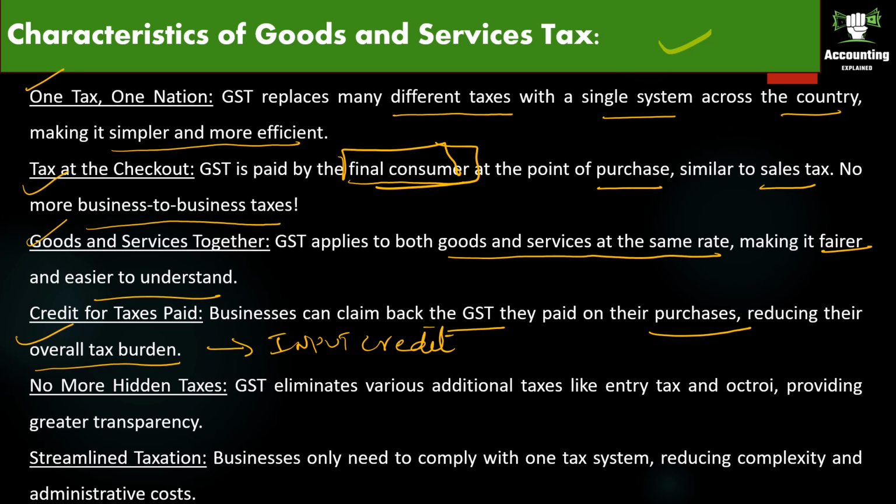No more hidden taxes. GST eliminates various additional taxes like entry tax, octroi, providing greater transparency. So all these things have been eliminated and now we have only one thing called GST. Streamlined taxation. Businesses only need to comply with one tax system, reducing complexity and administrative costs.